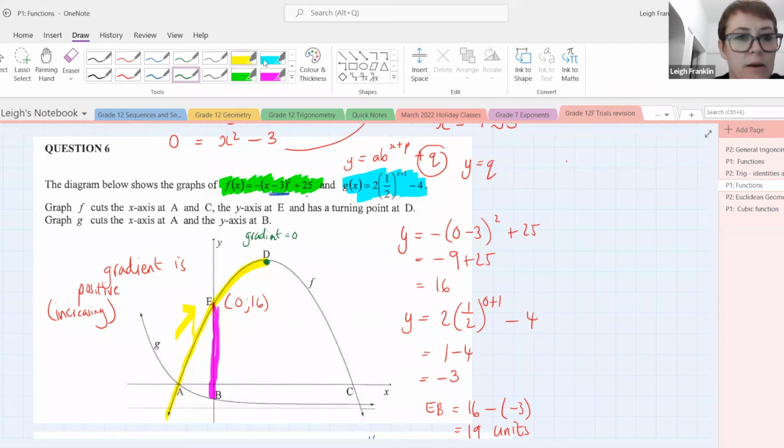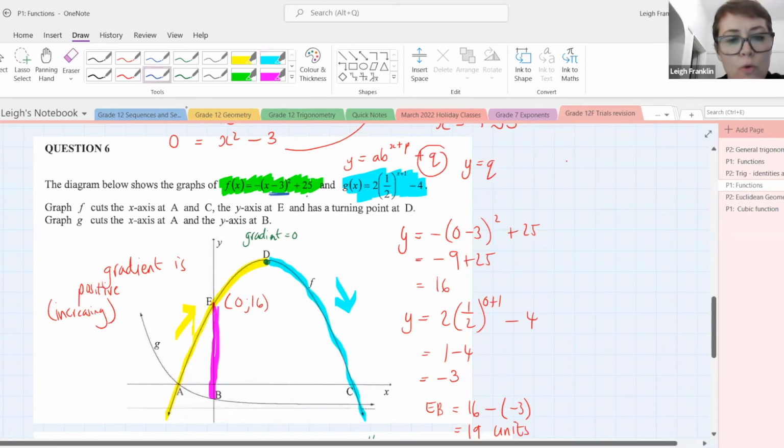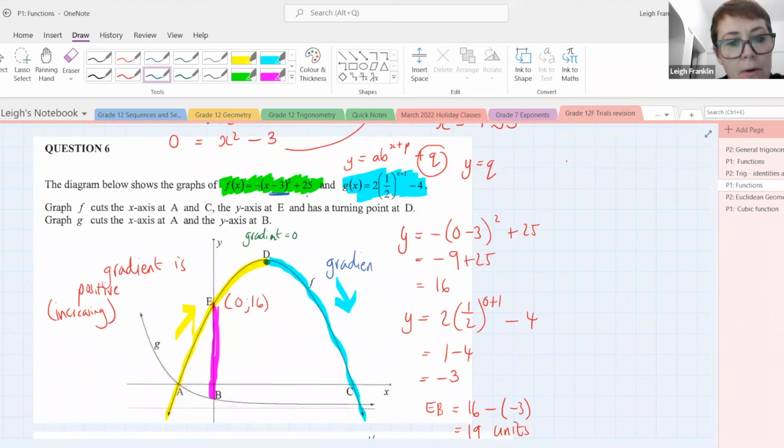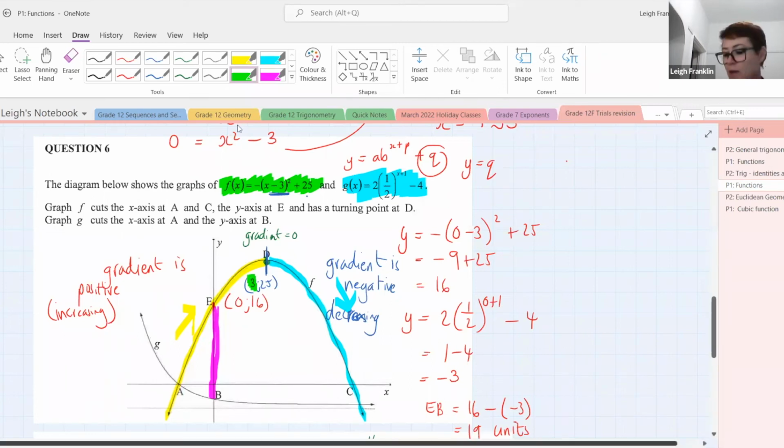Once we get past D, we're not walking uphill anymore. We're walking downhill, and we would continue to walk downhill to negative infinity and beyond. So now when we walk in that direction over there, we are walking downhill. So here your gradient is negative, and the graph is now decreasing. So over here, that's where it all changes. At D, the coordinates are 3 and 25. So the x coordinate, where the gradient changes from increasing to decreasing, is here at 3. So when x is a number that's bigger than 3, to the right of 3, then we are going to be walking downhill.